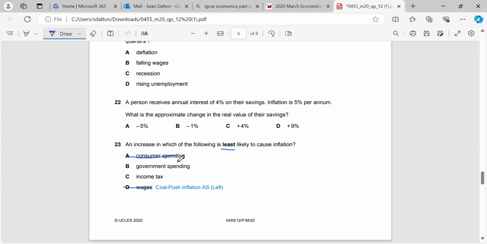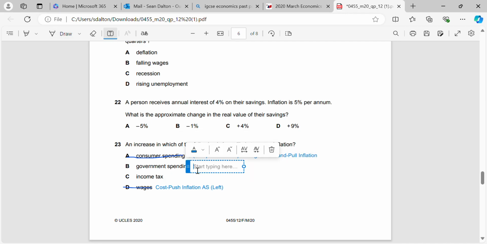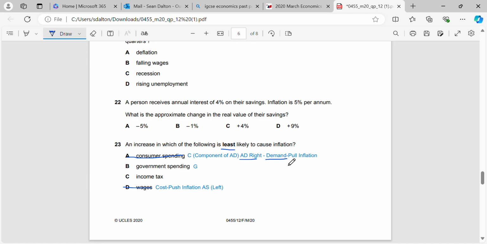An increase in consumer spending, also known as C, is a component of AD. What's that going to do? That's going to move AD to the right. And what will that cause? That will cause demand pull inflation. It's the same thing with an increase in government spending. G is also a component of AD. Increased government spending moves AD to the right, causing demand pull inflation.